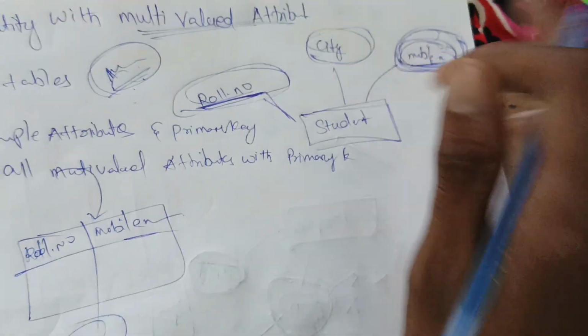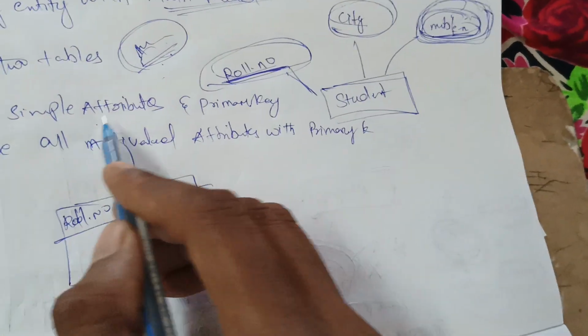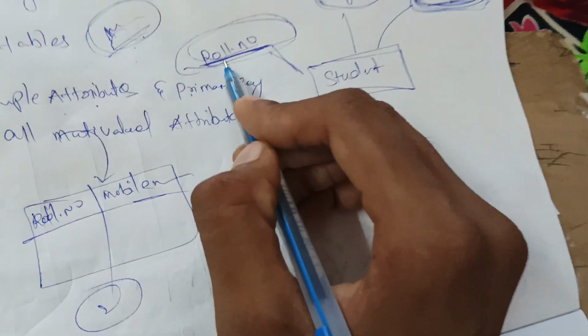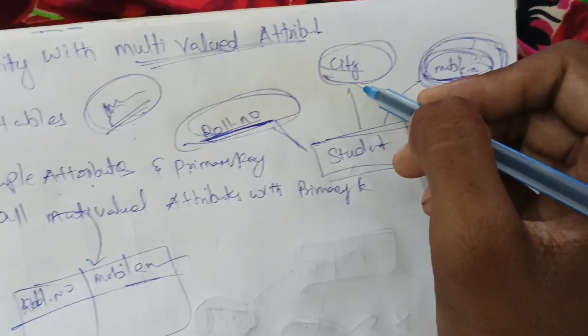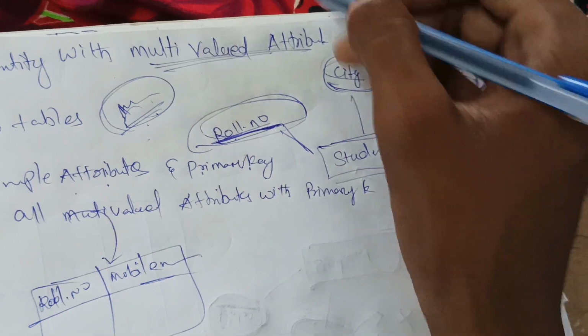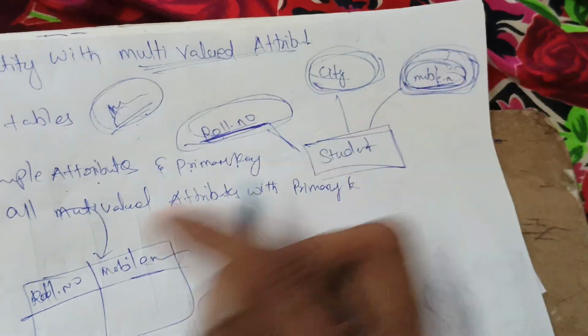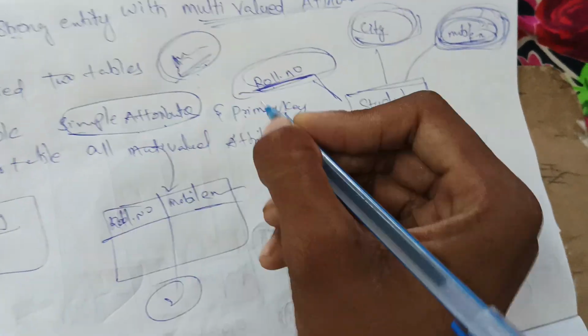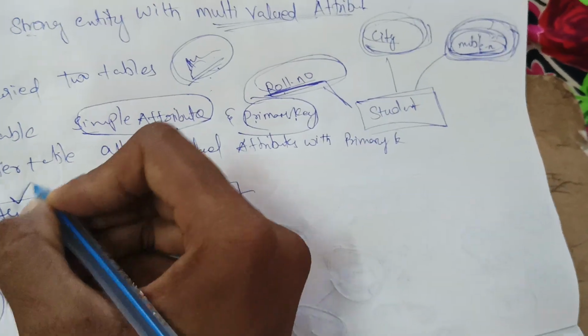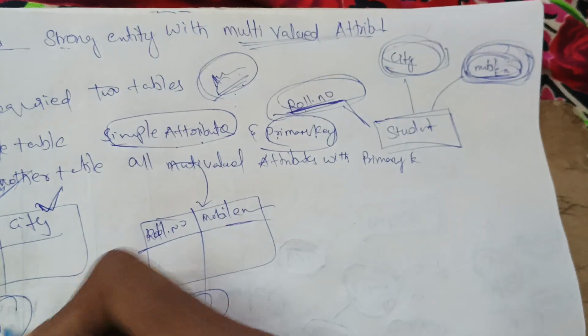For this we require two tables. One table holds the simple attributes and the primary key. Here the primary key is roll number. What are the simple attributes? From city we have not developed any other attributes, so city is the simple attribute. So we construct one table for the simple attributes and primary key: city and roll number. This is the first table.